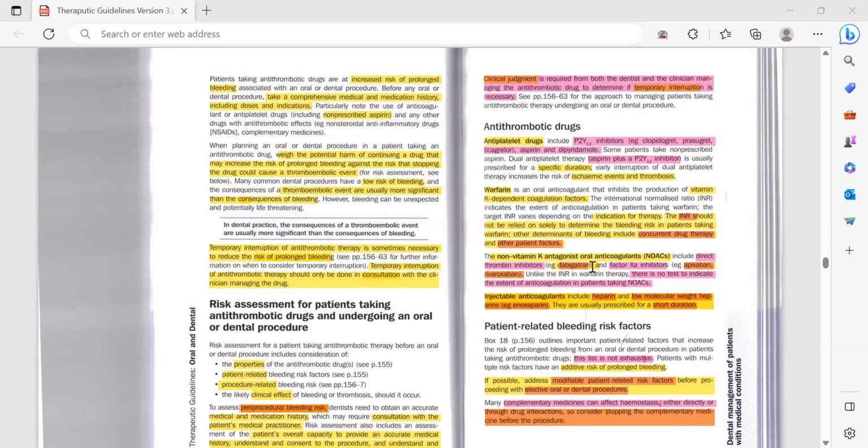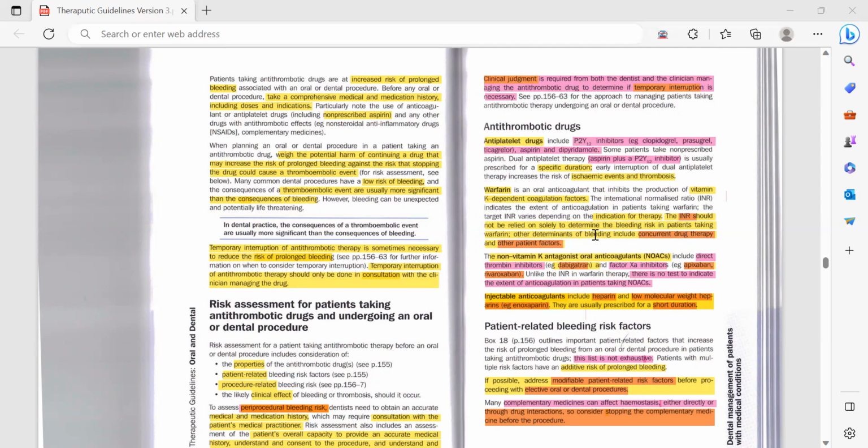So in the scenario, the patient might be taking any of the antiplatelets, which are clopidogrel, prasugrel, or aspirin, or dipyridamole. Okay, or he might be taking warfarin, which is an anticoagulant, and to measure the warfarin we need to undertake an INR test. Okay, but it should not be relied on solely to determine the bleeding risk in patients taking warfarin.